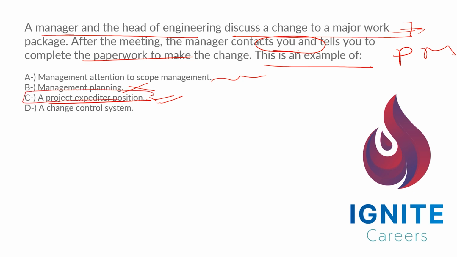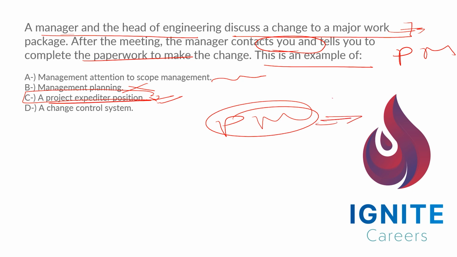So basically, in this sort of thing, there are different sorts of project management techniques. The keyword here is the paperwork to make the changes. Here you are a PM, but you don't have any control on the decision authority of the project. So basically, you do all the paperwork. So it's like you expedite the project from a paperwork perspective. So the project expeditor position is the right answer to proceed.